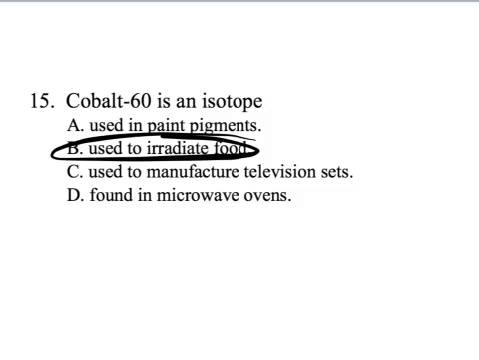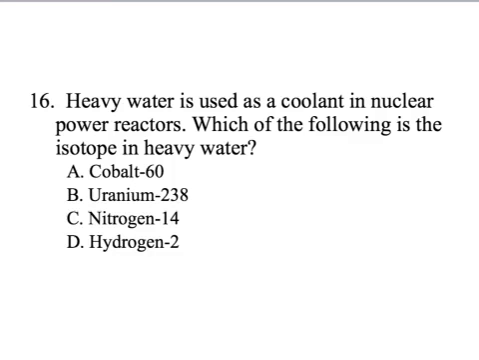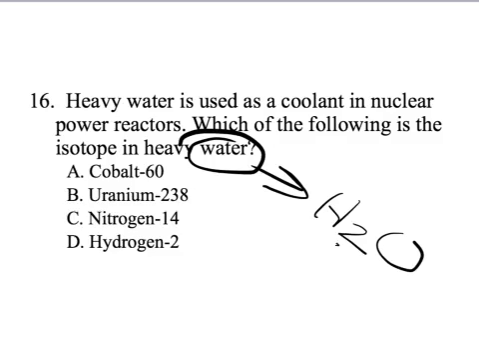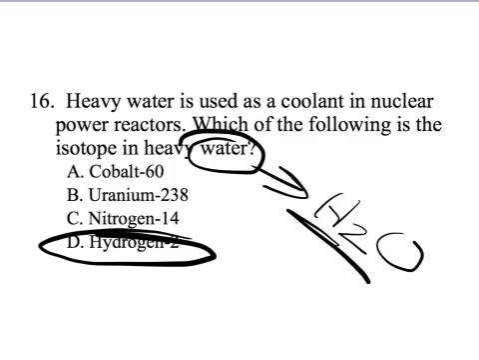Heavy water is used as a coolant in power reactors. Which of the following is an isotope of heavy water? What you need to know, well, what's water? H2O. So we're looking for something with hydrogen in our choices here. What's the only one with hydrogen? D. And that is heavy water. It's hydrogen with a mass number of 2.